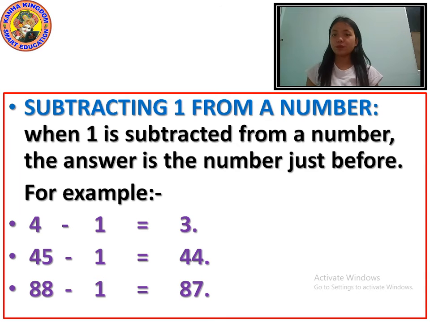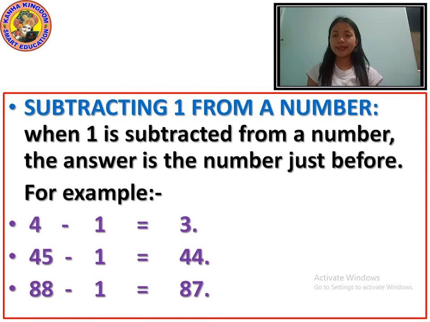For example, 4 minus 1. The first example is 4 minus 1. You are subtracting 1 from 4, so you will get 3 as an answer, because when 1 is subtracted from a number, the answer is the number just before. We all know that 3 is the number that comes just before 4, right?